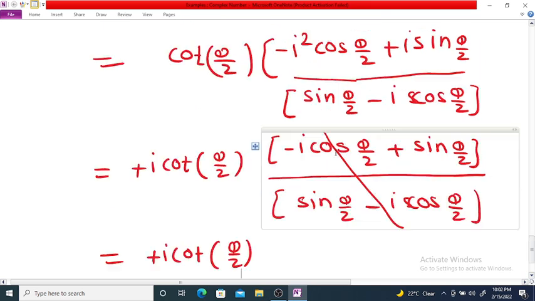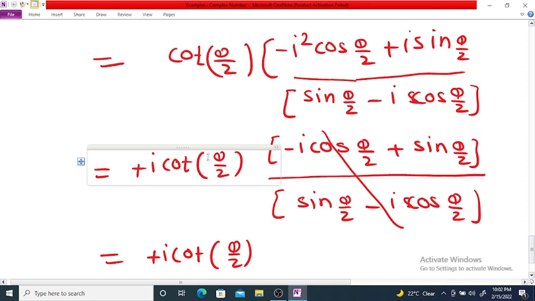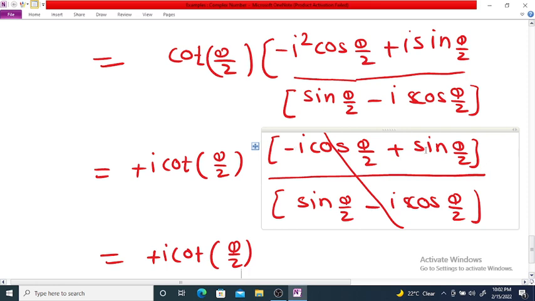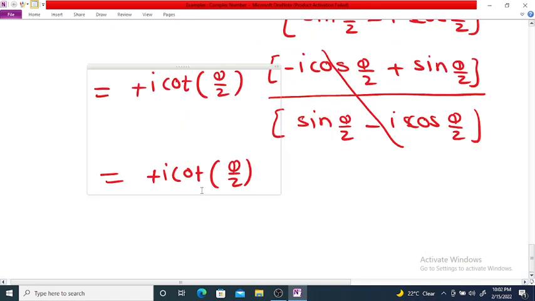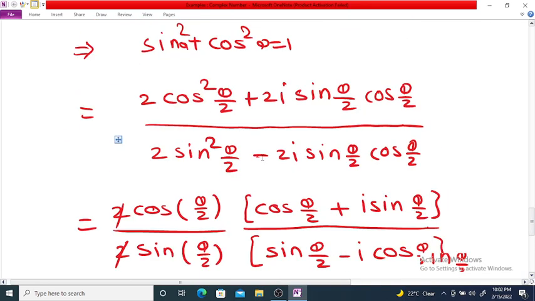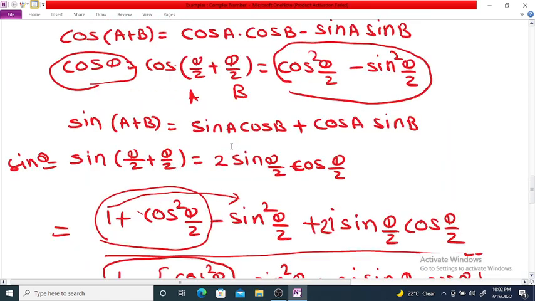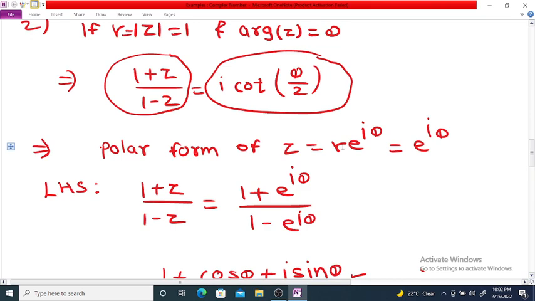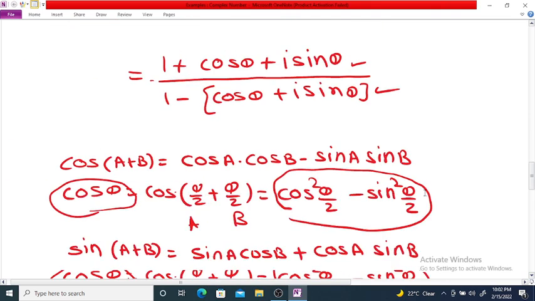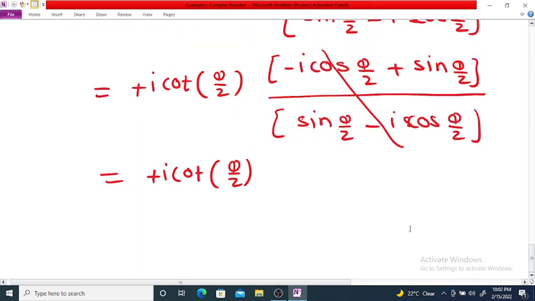Because what we want here is sin theta by 2 minus i times cos theta by 2, so if we take the minus sign outside, then here it is plus and here minus, but we want here minus and here plus, so we just take the plus i outside, and we get it is equal to i times cot theta by 2, and this is nothing but the right hand side of the given equation. So now, next example number 3.